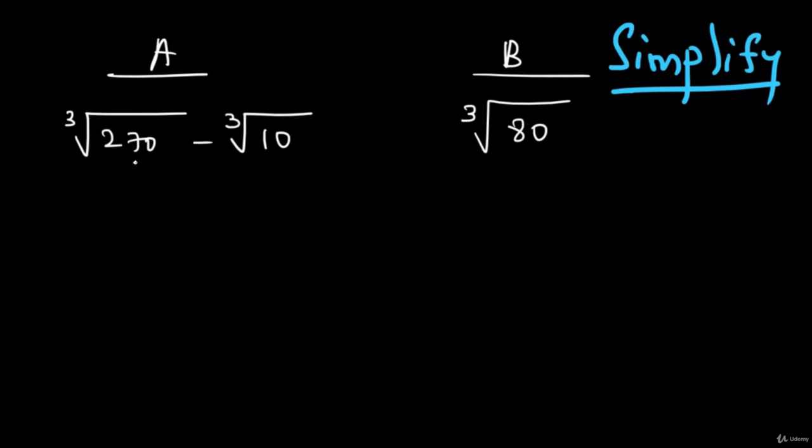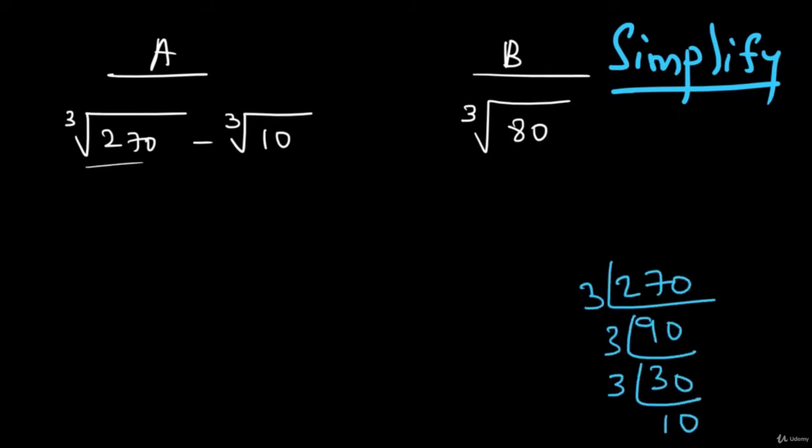Now let's prime factorize 270. Now I take out 3, I get 90. Again I take out 3, I get 30. I take out 3, I'm left with 10, right? So I can write cube root of 270 as cube root of 10 into 3 because I have 3 3's, so I can take it out, right? So it's 3 into cube root of 10.